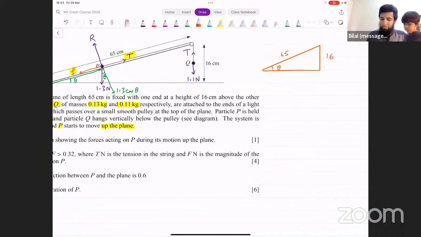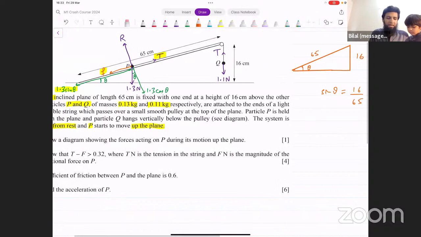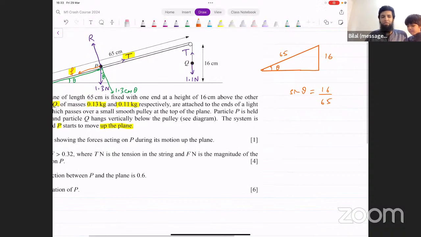We can find this theta, right? So what ratio do we use? We can use sine: perpendicular over hypotenuse. Sine theta equals 16 over 65. Now, it actually turns out we have to use sine here, so we don't necessarily have to find the angle, just leave it in sine form. Sine theta equals 16 over 65. We can use it as it is in our working.